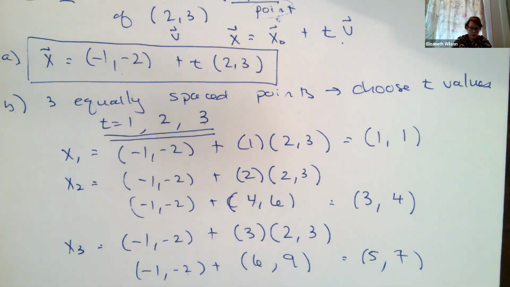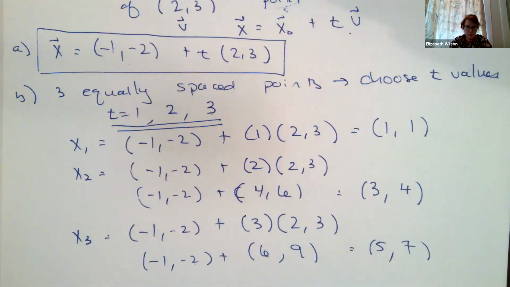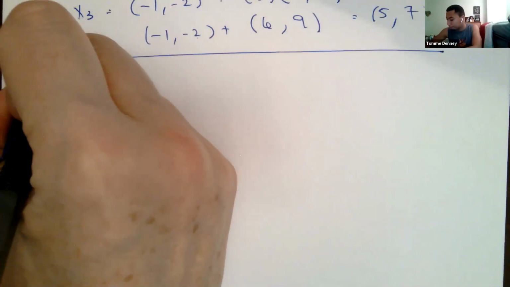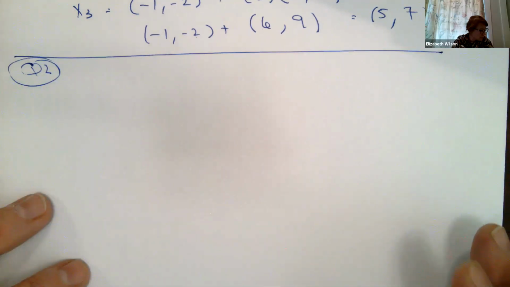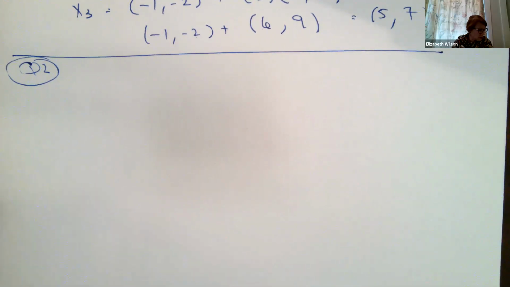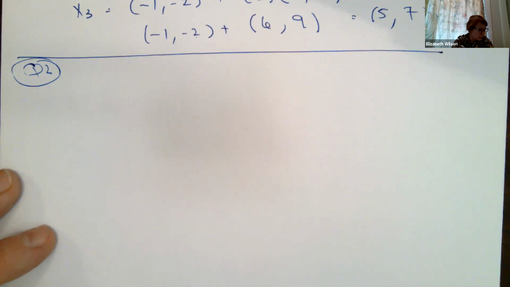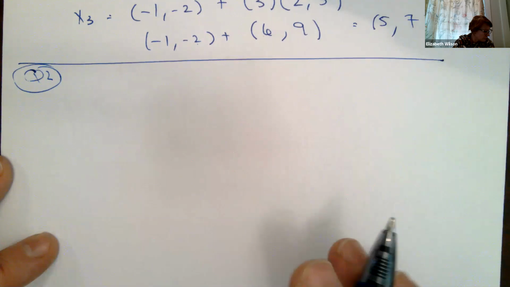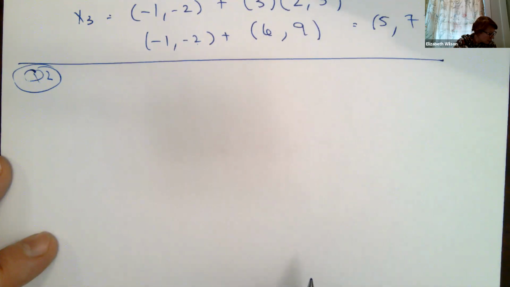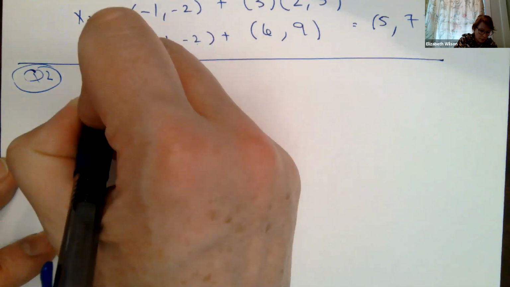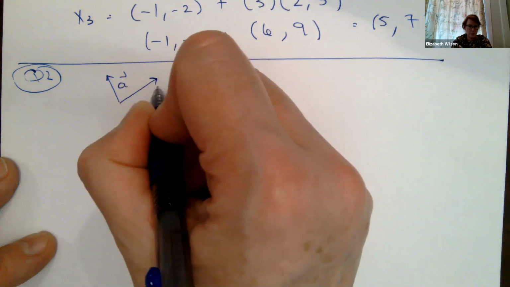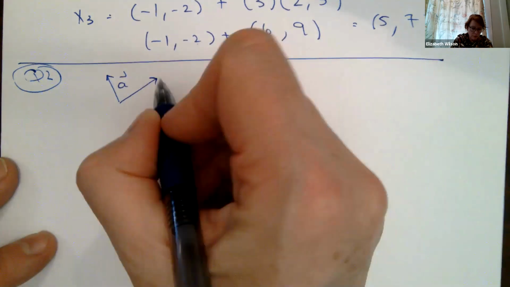So question 2. Let me scroll this up here. Question 2. Okay, so question 2 says let A and B be vectors as follows. Draw the parallelogram law for the linear combination A minus B. So we've got A and I've got B as my two vectors here.